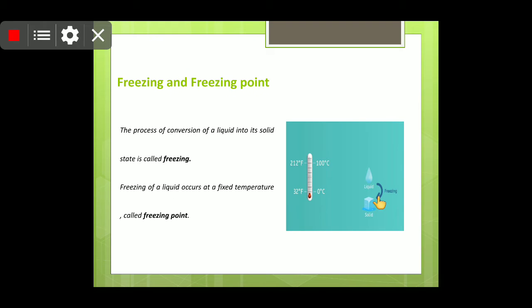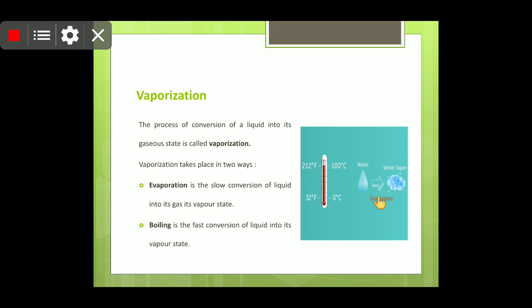So, children, here we'll see what is freezing. The process of conversion of liquid into its solid state is called freezing. So, children, freezing of a liquid also occurs at a particular temperature, and the particular temperature for melting and freezing point is 0 degrees Celsius for water. Now, children, what is vaporization?